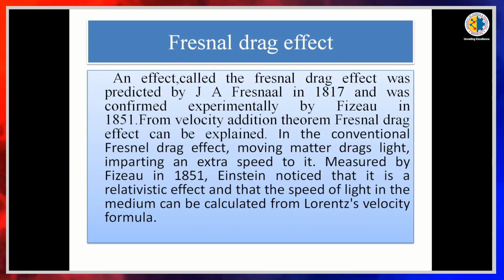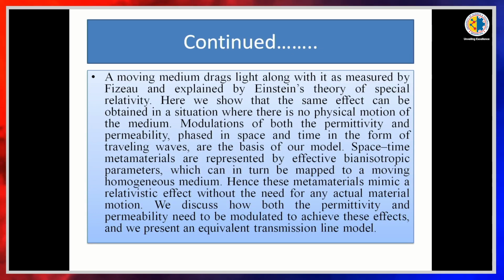In the conventional Fresnel drag effect, moving matter drags light, imparting an extra speed to it. Measured by Fizeau in 1851, Einstein noticed that it is a relativistic effect and that the speed of light in the medium can be calculated from the Lorentz velocity formula. A moving medium drags light along with it, as measured by Fizeau and explained by Einstein's theory of special relativity.